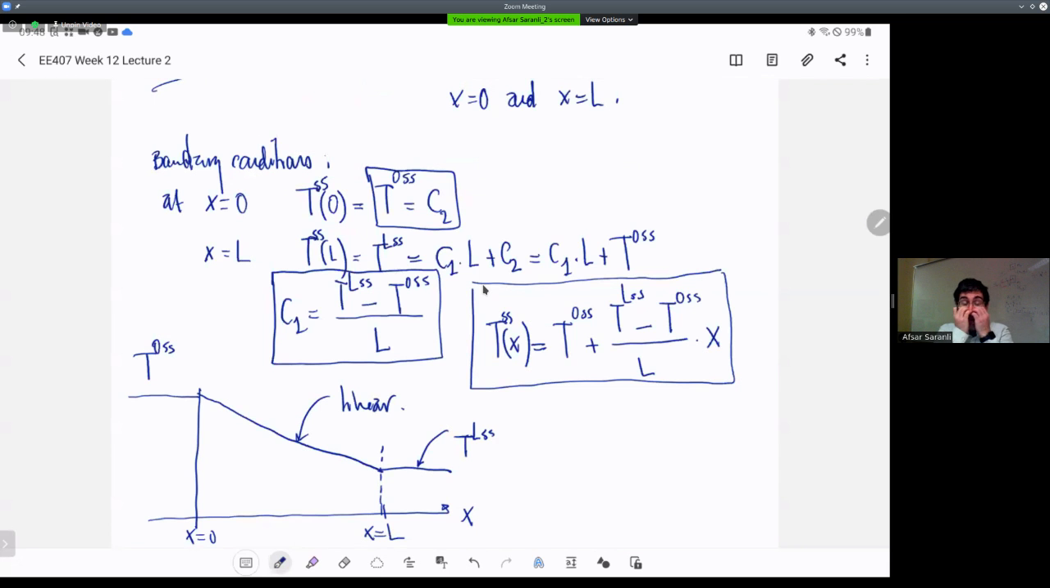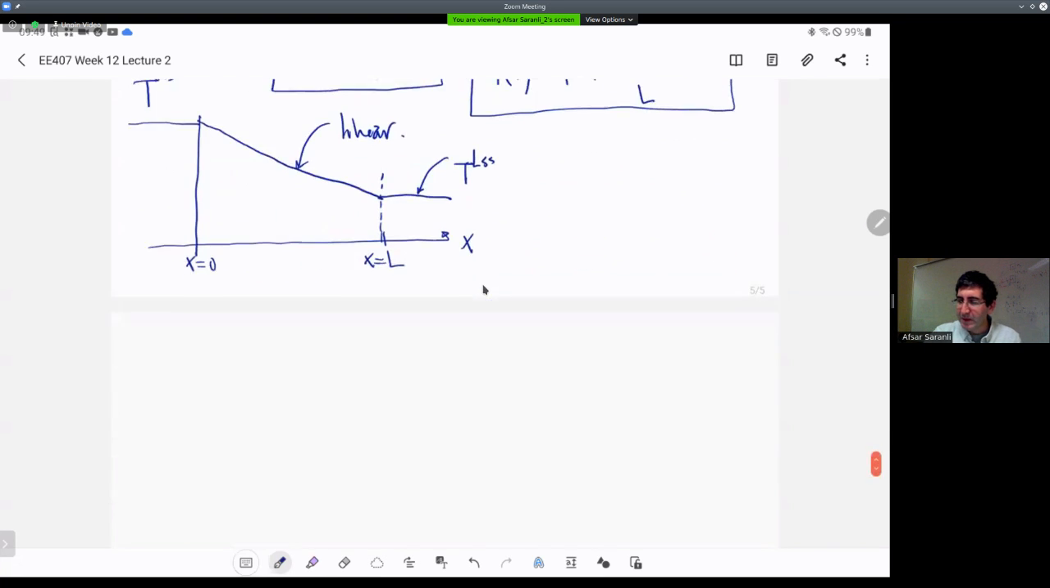So that is something that is intuitive, because if you think about it, as time goes to infinity and all the transients die out, what will happen is that your rod, which is insulated from the sides, will have one end at one boundary condition, and the other end at the other boundary condition, and there will be just a uniform distribution of temperatures inside from left to right. Okay, so that is our steady state solution.